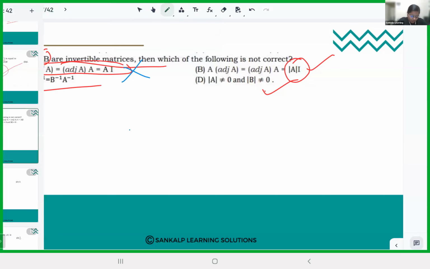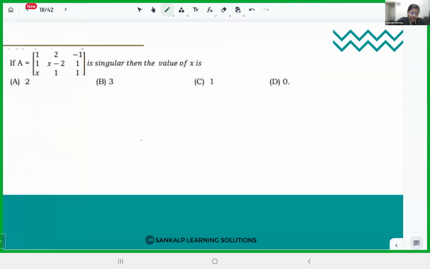Okay, now we are moving on to the next question. They have given you a matrix A. If A is a singular matrix, then you have to find out the value of X. They have given a condition that the matrix given is singular. You have to know the concept of singular and non-singular. Singular means the determinant of that matrix should be equal to 0. If the determinant of a matrix is equal to 0, we can say that the matrix is a singular matrix.